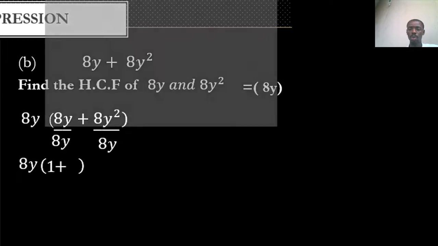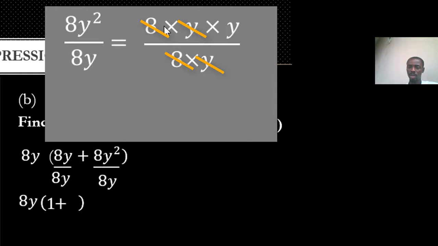Let's see. You want to get 8y squared divided by 8y. So how do we get that? Expanding this, you have 8 by y by y, and down here is 8 by y. So 8 cancels 8, y cancels y, and you're just left with this one y. So this y is the only thing that you are having left here. So this y should come here, and that is why you're seeing it here.